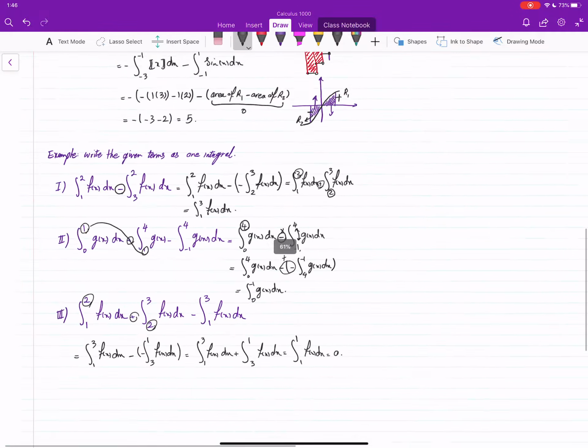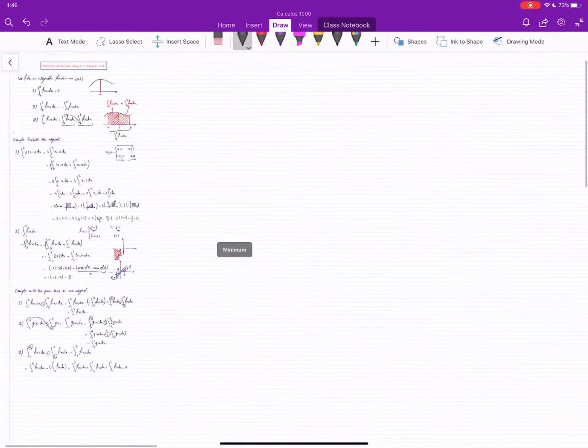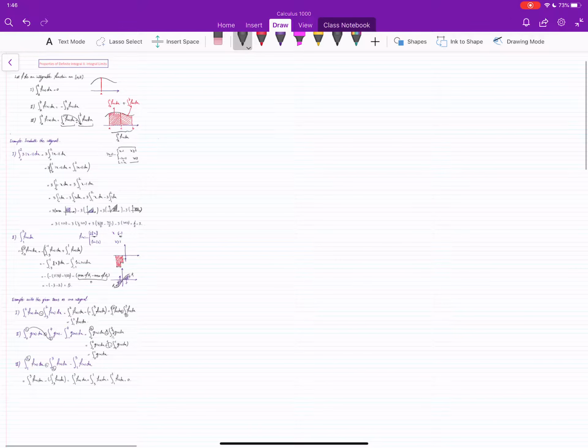So this is what we have for this kind of properties regarding the integral limits. You have to be able to work with these ones, specifically this last property.